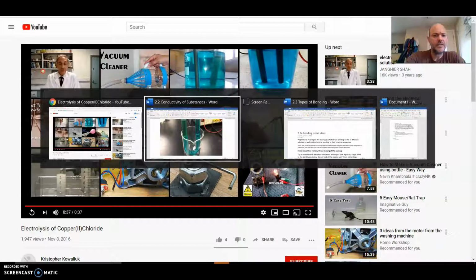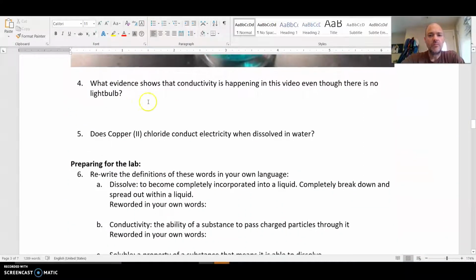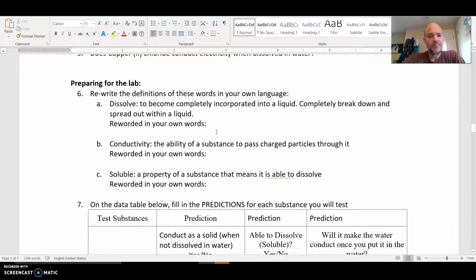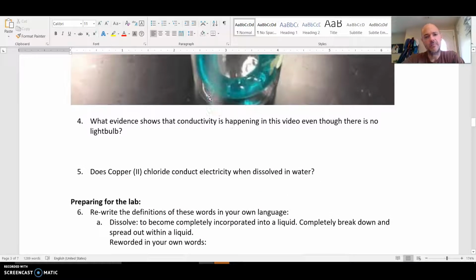Another thing, that's what we can come back here. What evidence shows conductivity is happening in this video? It kind of just says that. And does the copper 2 chloride conduct electricity when it's dissolved in water? So what do you think? Here's where we're thinking about, I'll come back to this in a second.